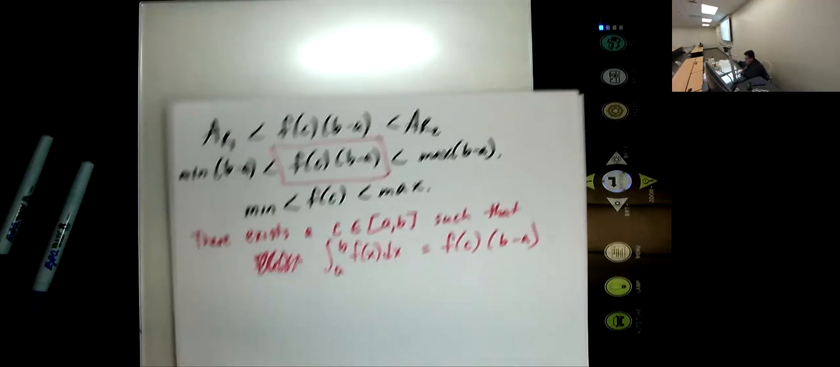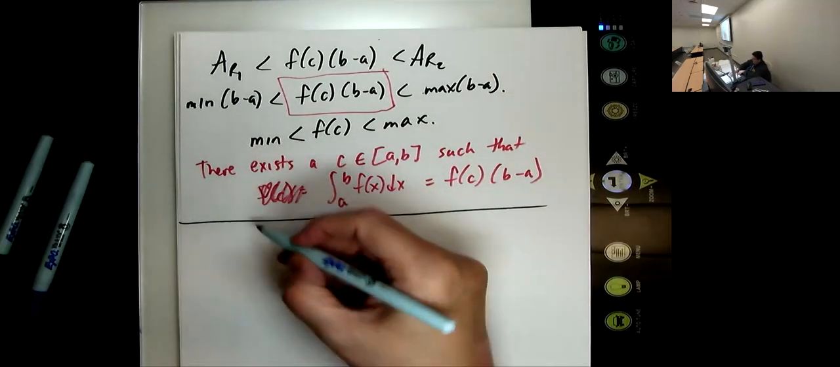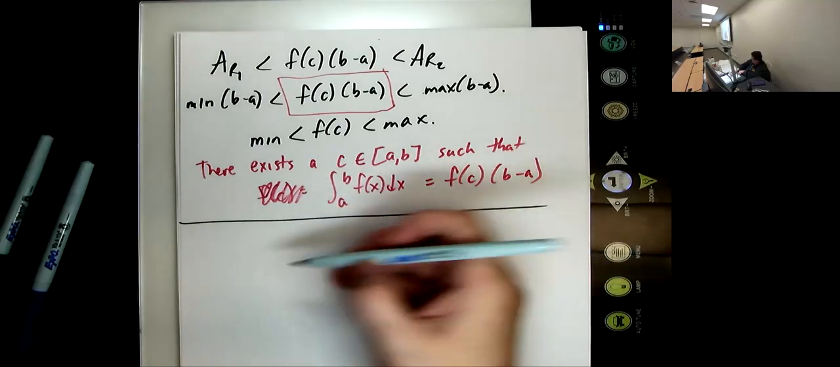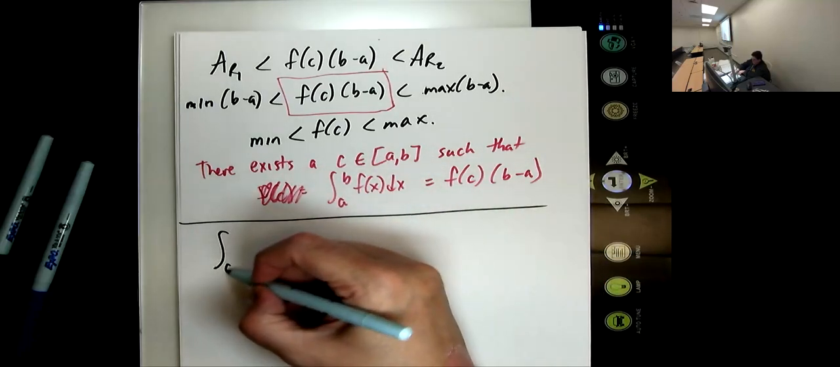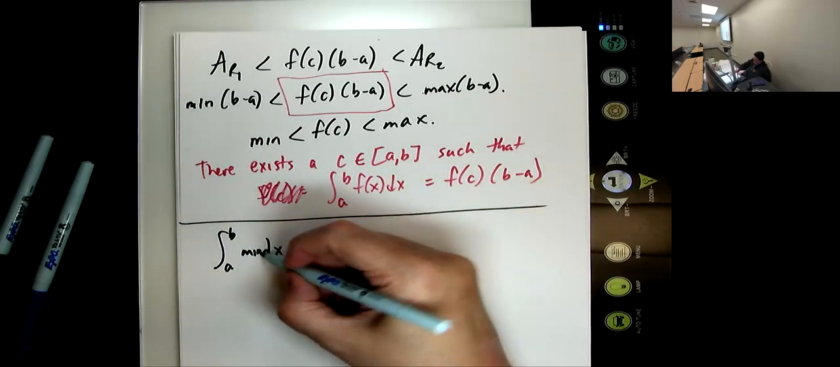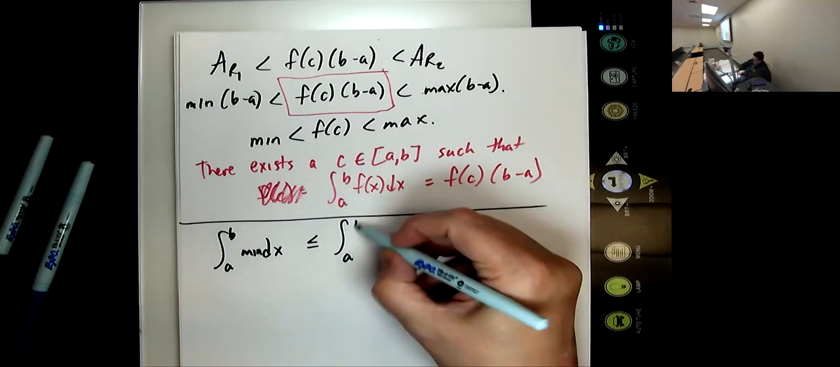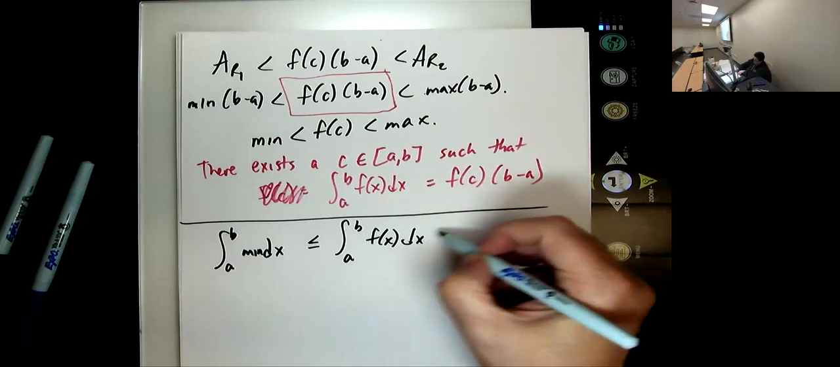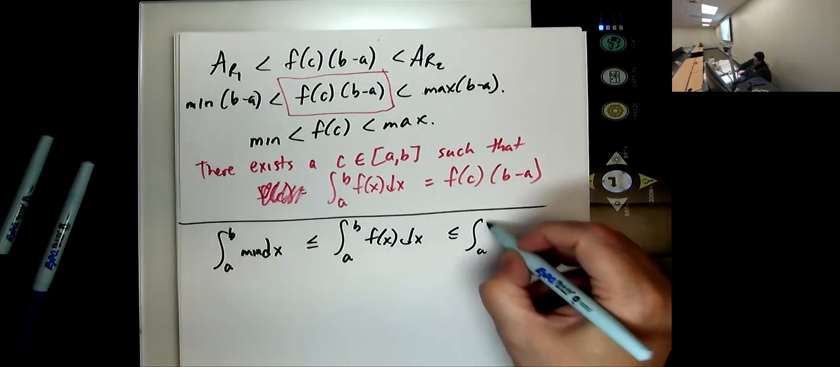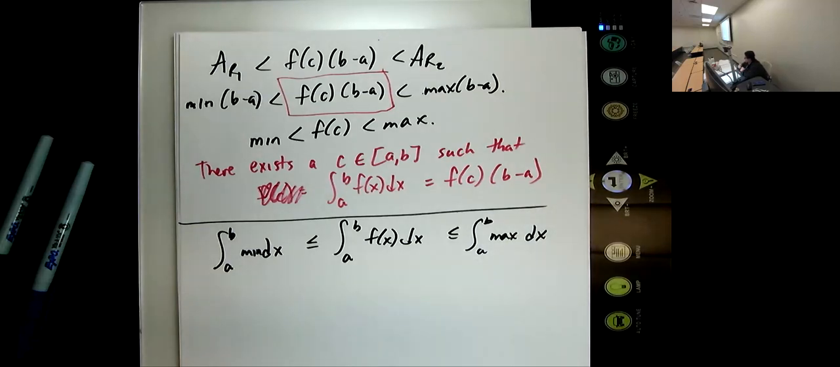So, to do an official proof, that looked a little jargony. We're going to do the integral from a to b of m dx. So the min, we know that's less than or equal to the integral of a to b f of x dx. And that's less than or equal to the integral of a to b of the max dx. Like if we're doing those rectangle things. This is the rectangle concept again.